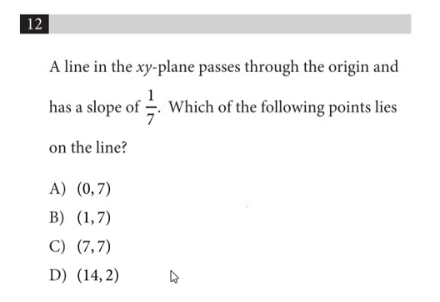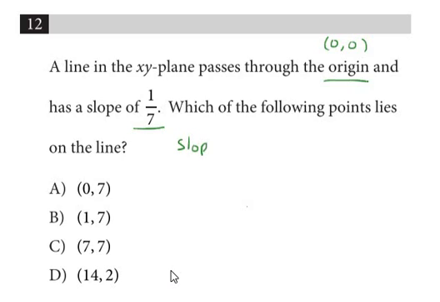A line in the xy plane passes through the origin and has a slope of 1 over 7. Which of the following points lies on this line? Okay, so it passes through the origin. Remember, origin is just the point (0, 0), okay? And the slope is 1 over 7.